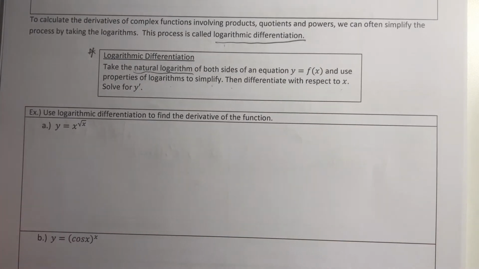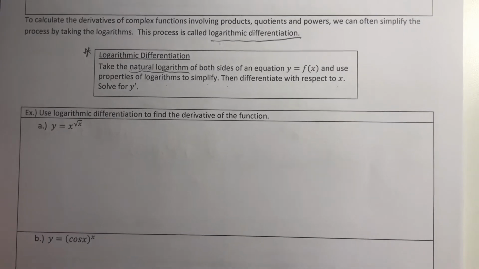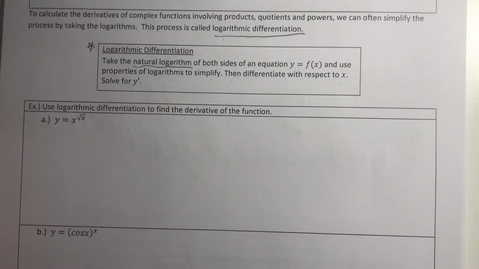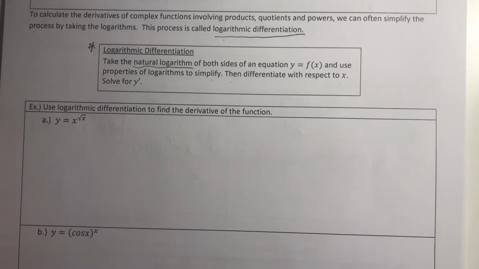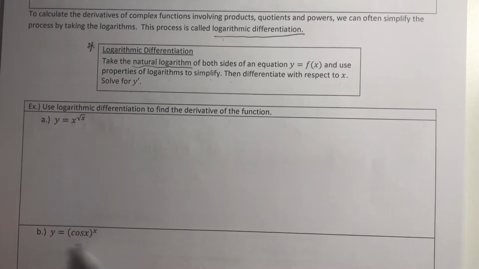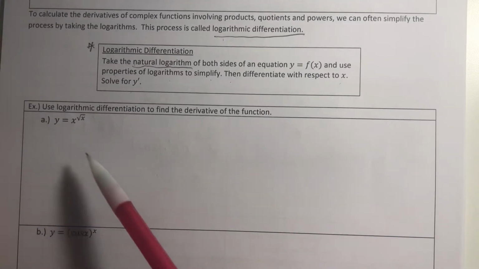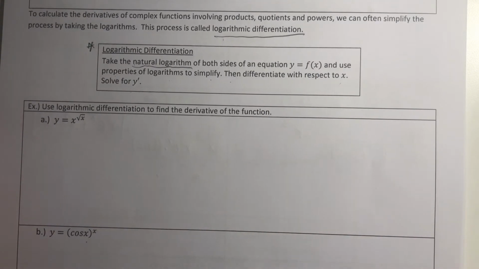So the first example says use logarithmic differentiation to find the derivative of this function. Normally for you guys in the book, it will not tell you to use logarithmic differentiation. You need to recognize that on your own. So if you look at A and if you look at B, you'll notice that both of them have a base that involves our variable x, and they also both have an exponent that involves the variable x. And that's a good indicator that you're probably going to be using logarithmic differentiation because they are more complex.